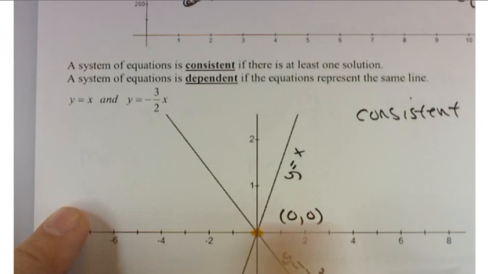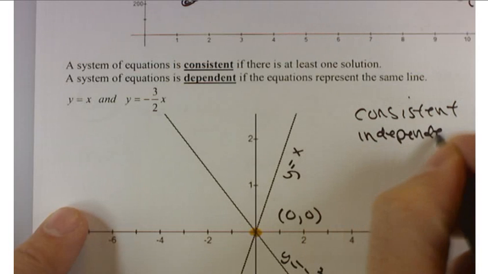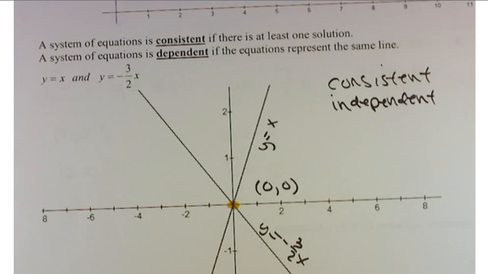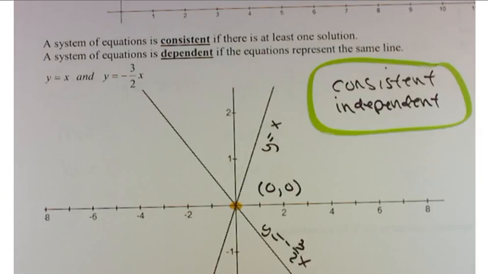Because these are different lines, it's also independent. So consistent, dependent, inconsistent, dependent, etc. Because the two lines are different. It's not one line right on top of another.